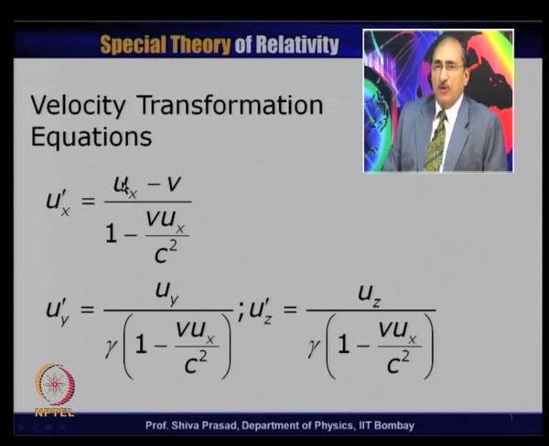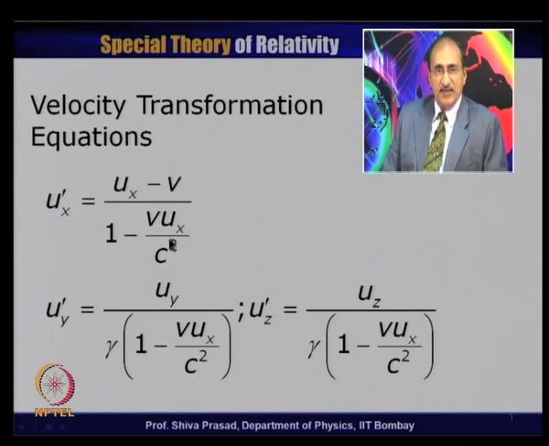ux is the velocity of a particular particle, which need not be constant. It is the x component of the velocity of the particle. We are supposed to know ux, uy, where uy is the y component of the velocity of the particle as measured in S frame, and uz is the z component of the velocity as measured in S frame. Then the velocity of the same particle measured in S prime frame of reference, the x component will be given by this equation, the y component by this equation, the z component by this equation.